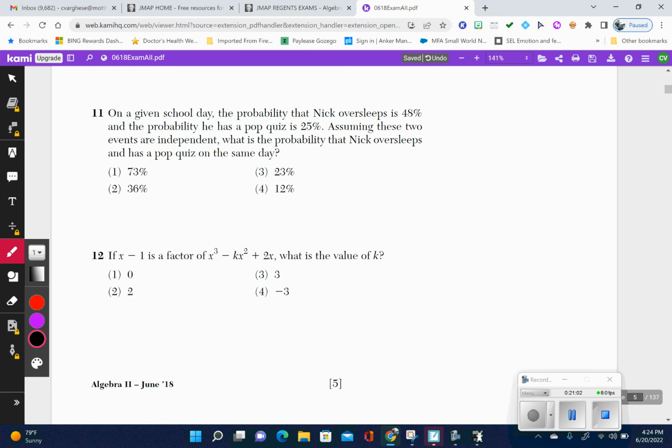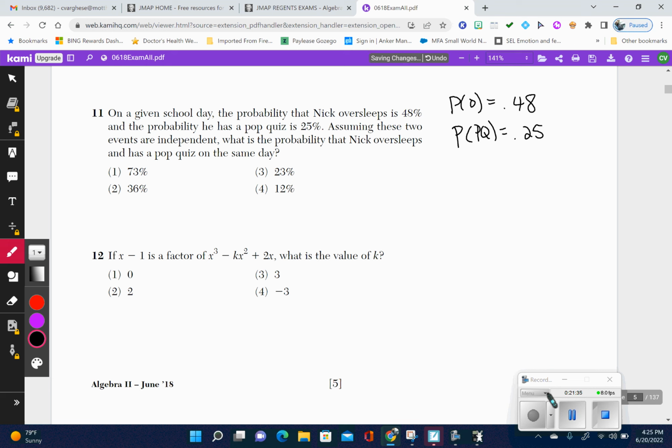Number 11. We didn't really do anything with independent, but I'm going to teach it to you right now. Let's just look at what we have. The probability that Nick oversleeps is going to be 48%, which is 0.48. The probability that he has a pop quiz is going to be 25%, which is 0.25.